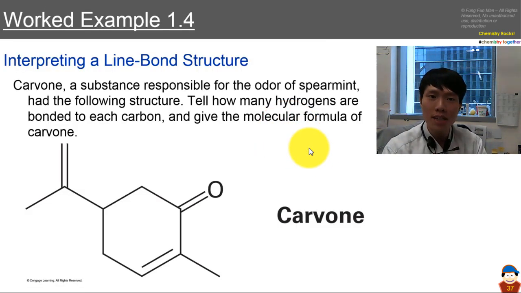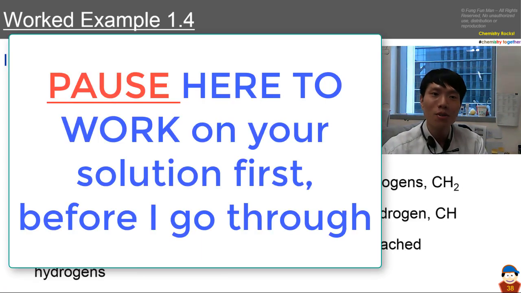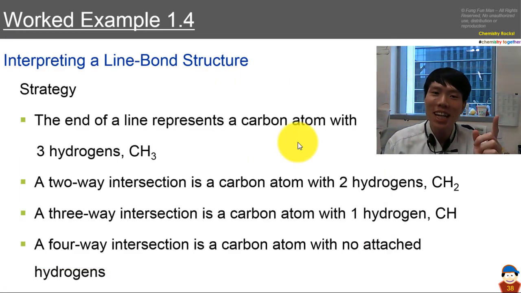How do you interpret a line bond structure, the skeleton structure? So carvone, a substance responsible for the odor of spearmint, has the following structure. Can you tell me how many hydrogens are bonded to each of these carbons and give the molecular formula of carvone? Give yourself some time. Okay, so now the strategy. First of all, we know that the end of a line represents a carbon.